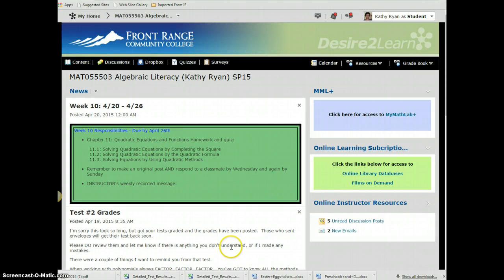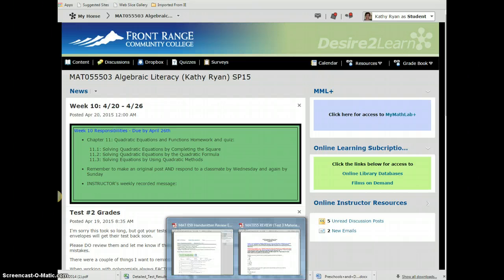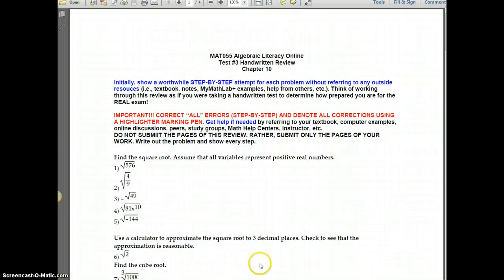I want to jump over to the handwritten review that you've been working on, and I want to make sure that you follow the directions. I really don't want to receive these sheets of paper with all the problems on it. You should be writing each question out and solving it.